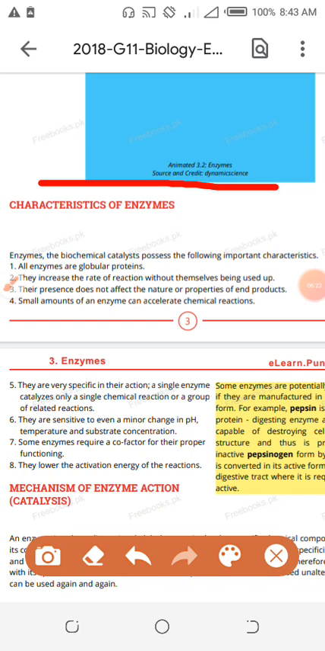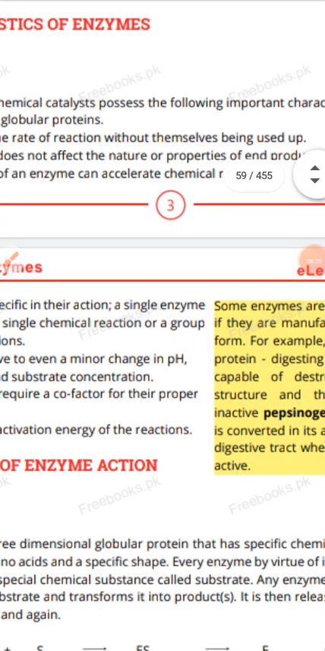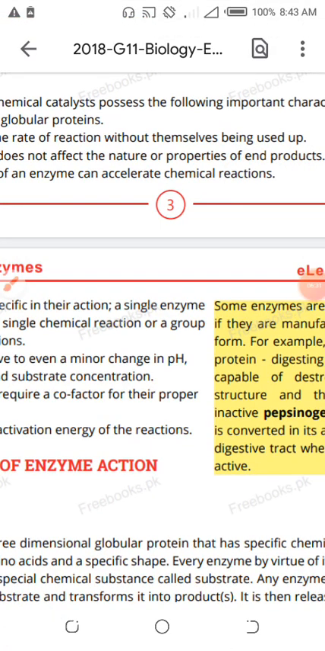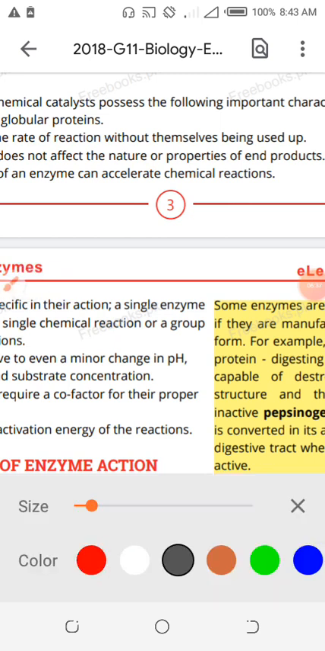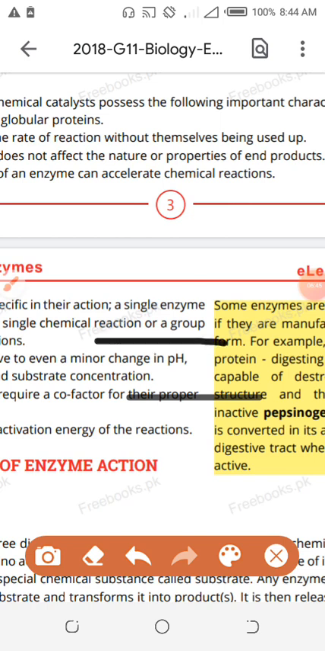So what are enzymes? Why am I telling you here? Enzymes have a globular structure. Another property is pH. If the pH changes, enzyme function will be affected.